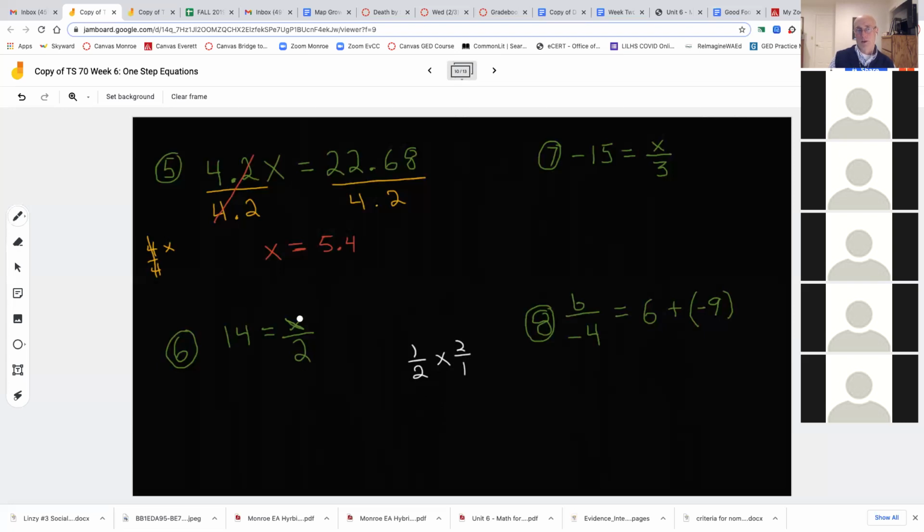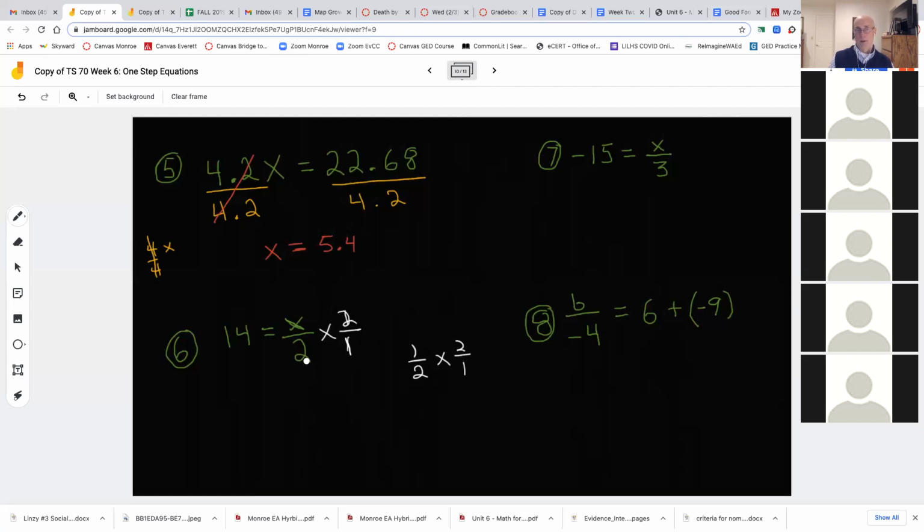Even though I have an x over 2, I'm just going to go, okay, I got a 2 down here, so I'm going to multiply this by 2 over 1, okay? All right. Why did I multiply x over 2? Because I got a 2 down here, and I want to get rid of the fraction.